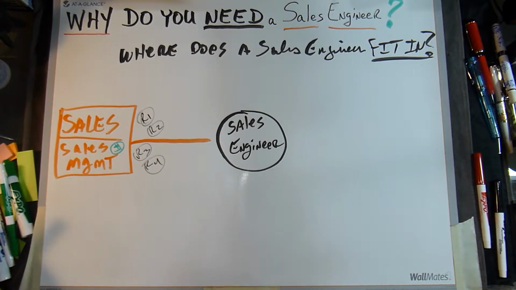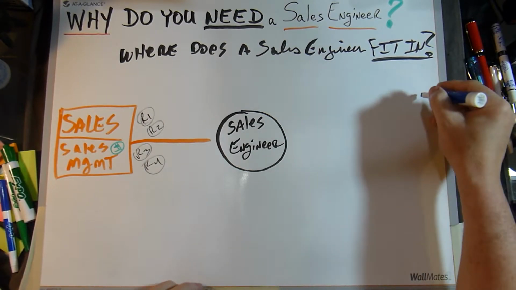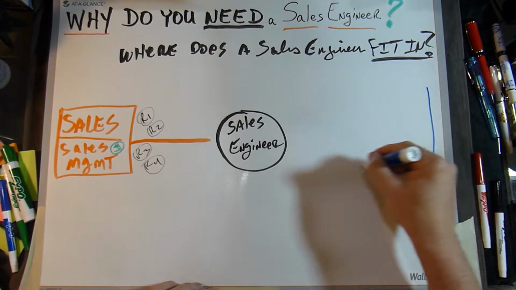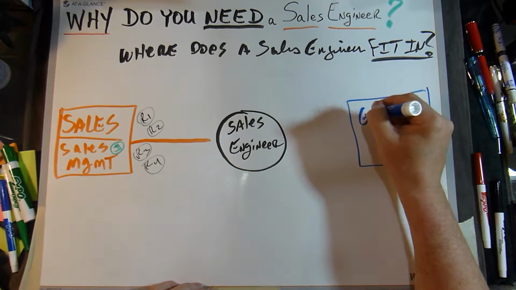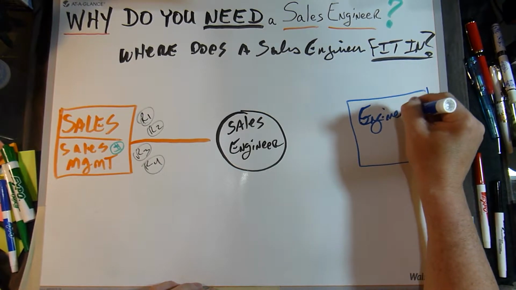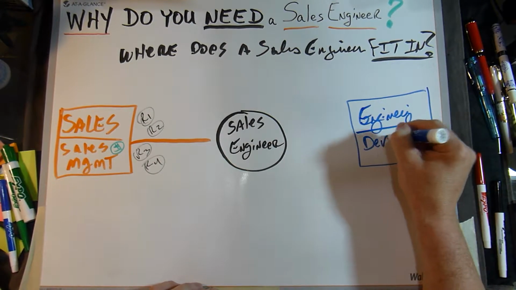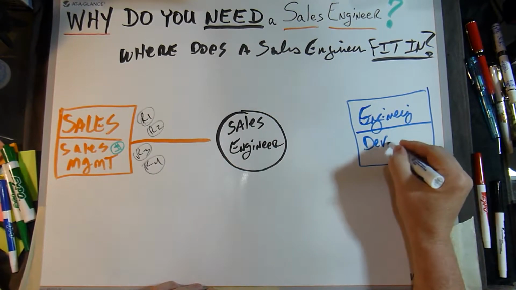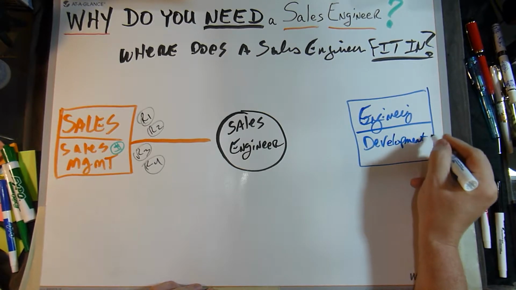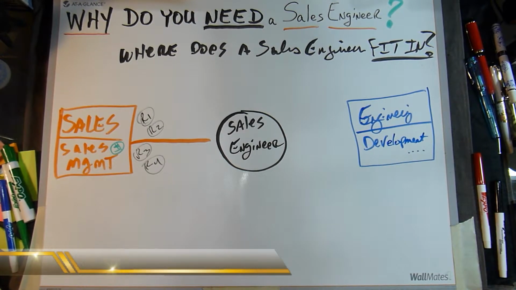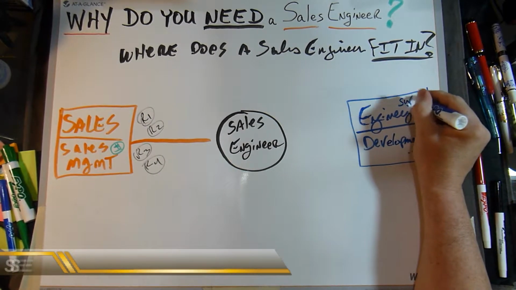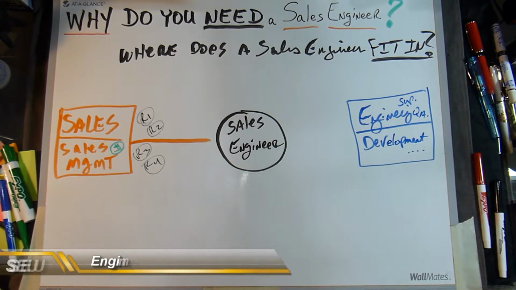Let's talk about engineering. On the other side, right? Sales engineer. We have engineering. You can call it development. And in that is all QA and everything else that is a part of the technical end of things. You can say it's support, QA, etc. What do we do for them? Well, for one thing, we give them product feedback.